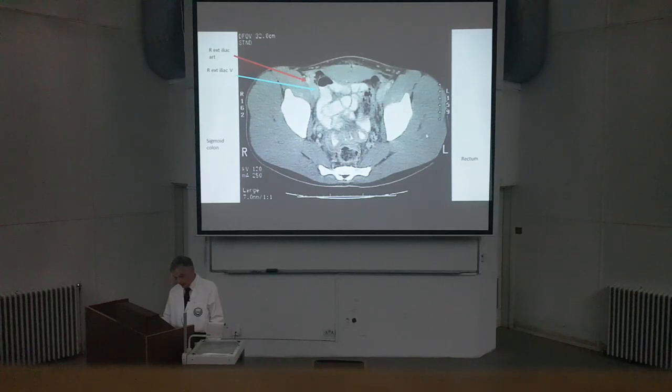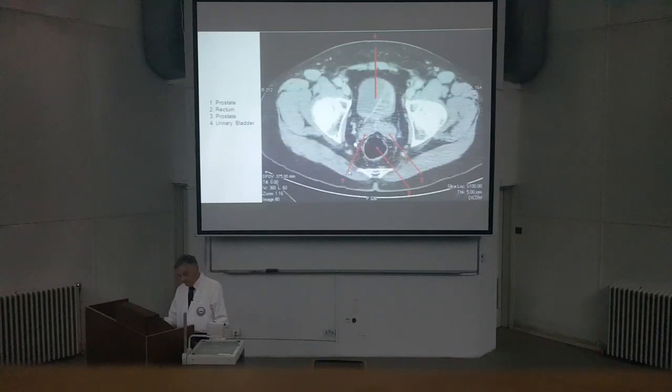This is a CT scan where you can see that this is a large intestine with contents, but this is the rectum. The rectum goes posteriorly, and this is the sacrum. And then this is the lower part of the sacrum, and this is the rectum full of air, prostate gland, and urinary bladder.